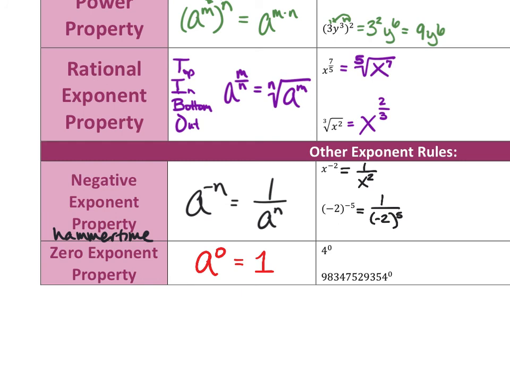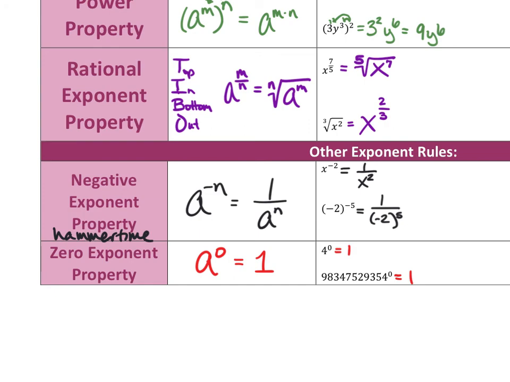So don't overthink this. What is 4 to the 0 power? 1. What is, let me take a deep breath here, 98,347,529,354 to the 0 power? Yeah, that thing's 1 as well. So it doesn't matter what it is, the term that is raised to the 0 power is 1. Don't overthink that.